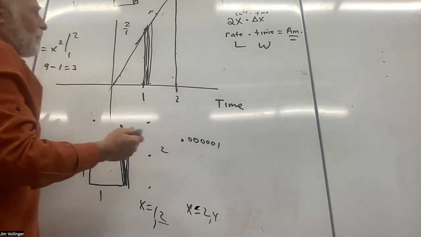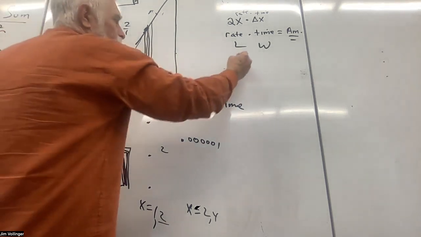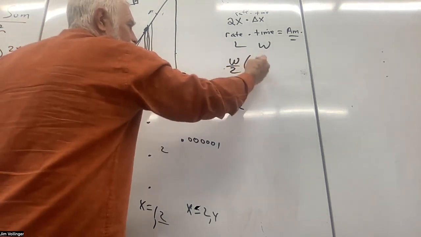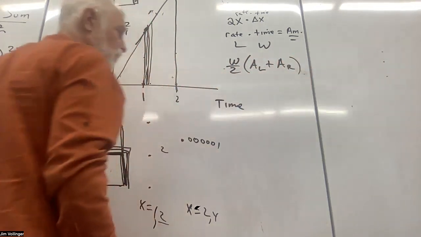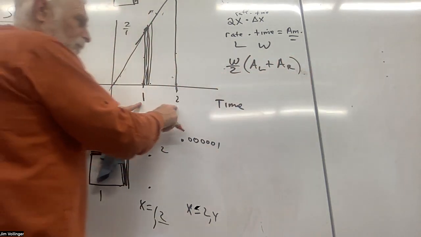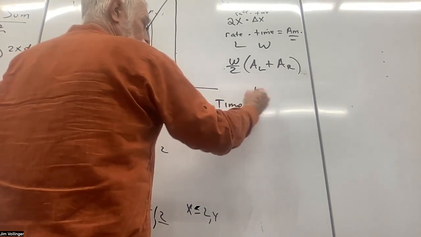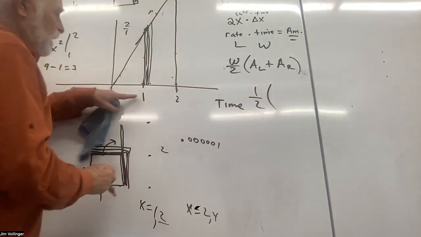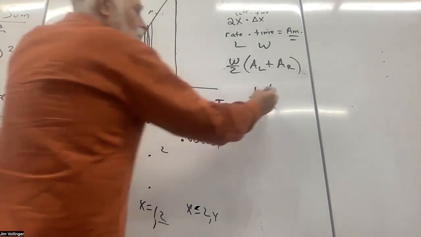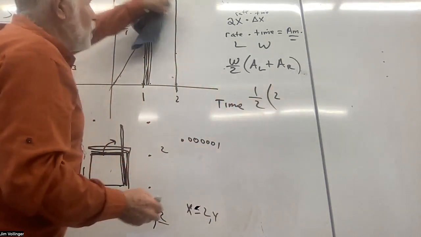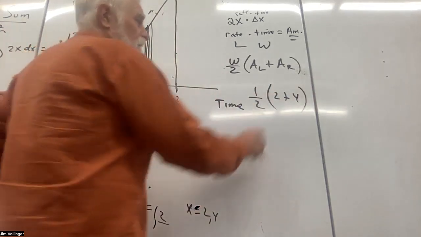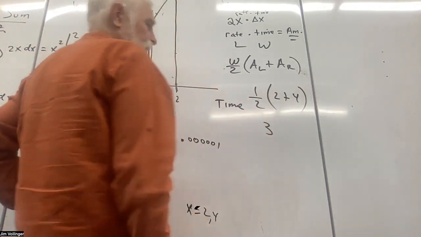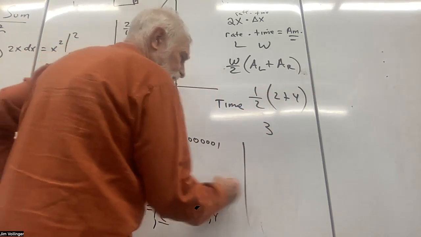All right, so what's the trapezoidal rule? Width divided by 2 times the altitude on the left plus the altitude on the right. Let's do it. What is the width from 1 to 2? 1 unit, divided by 2. What is the altitude on the left? 2. What is the altitude on the right? 4. And those are rates. Okay, and what's 6 times a half? 3.